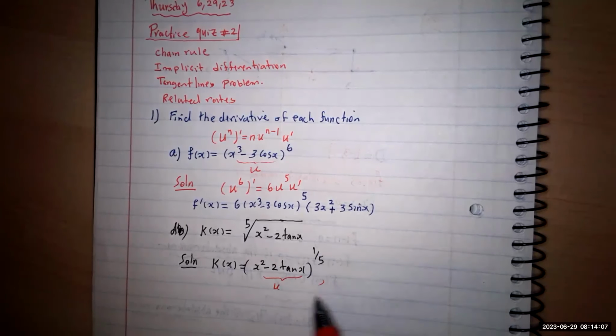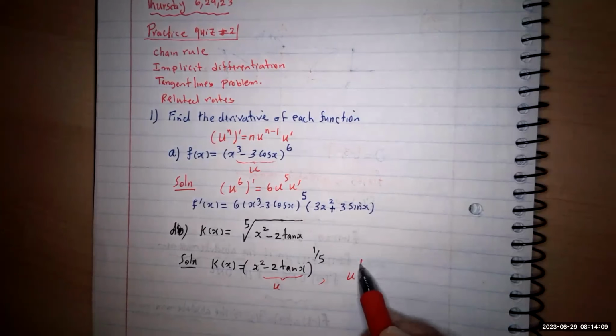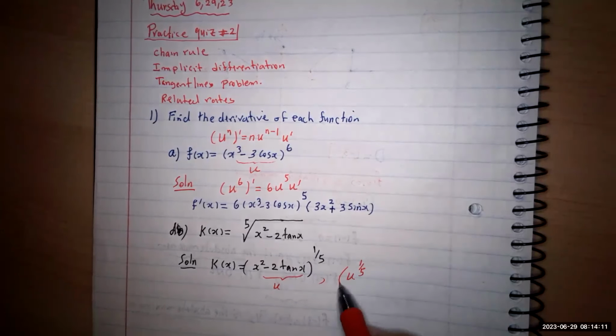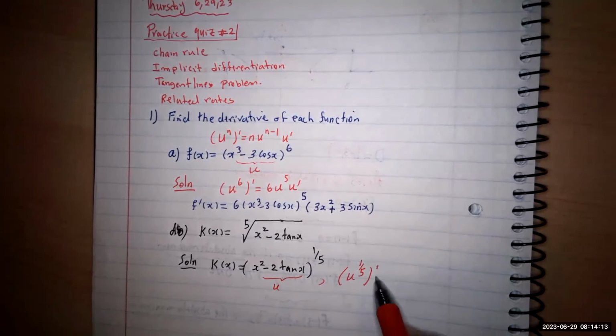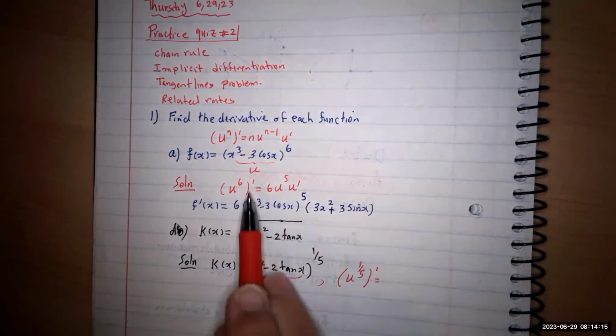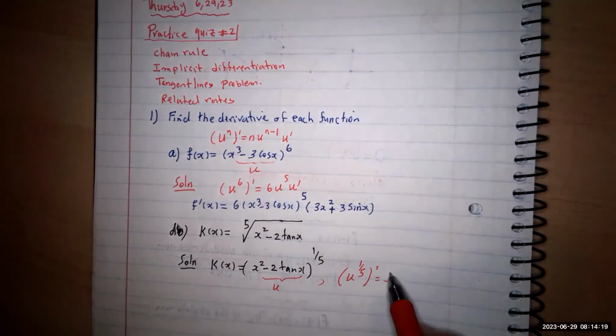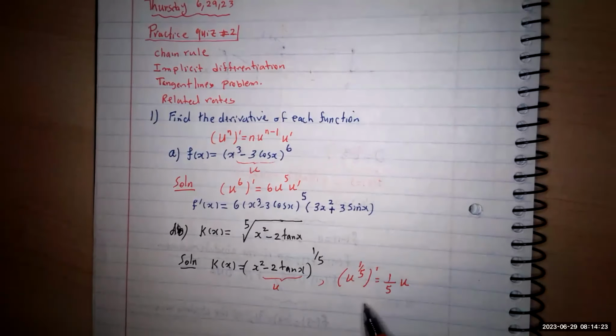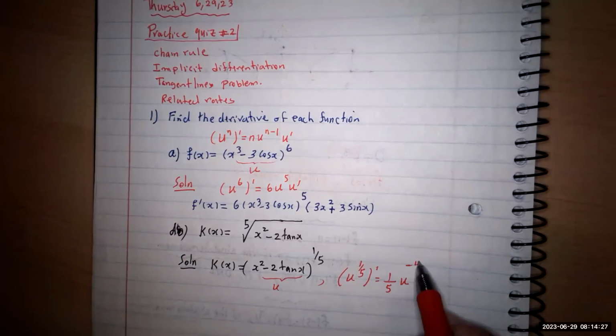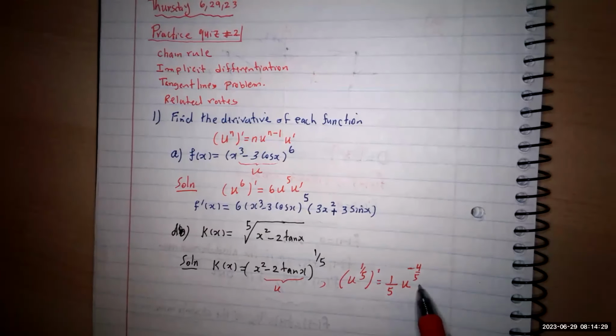So you realize that you do have u to the fifth. If you want to differentiate u to the fifth, you bring the power down, so that gives you one fifth. Copy the formula: u to the 1/5 minus 1. 1 minus 5 would be -4, so we get -4/5 times u prime. So we just copy this formula here.